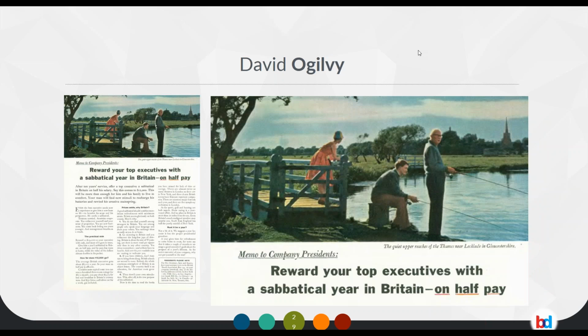"Reward your top executives with a sabbatical year in Britain on half pay." This was a very famous ad as well. Now, notice a few things, though, over here, right? He's got a headline. He's got body copy. You can't read it, but in the body copy, it deals with objections. And then over here, guess what? This is the call to action. Okay? This is a landing page to get people to put their senior executives on sabbatical in Britain for half their salary. You got to read the article to figure out why that's the case, okay?